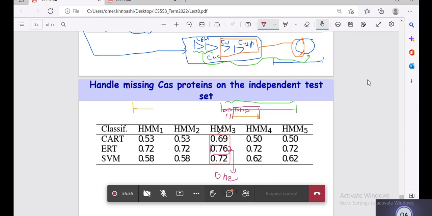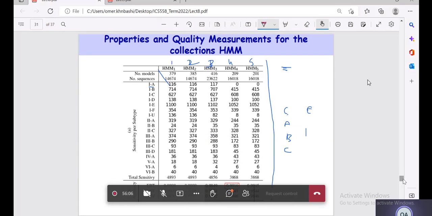And you can also see here, some Hamming, this is Hamming 3. You remember? This is Hamming 3, the missing protein prediction is working fine. But in the complete protein, you can see Hamming 4 is working fine.